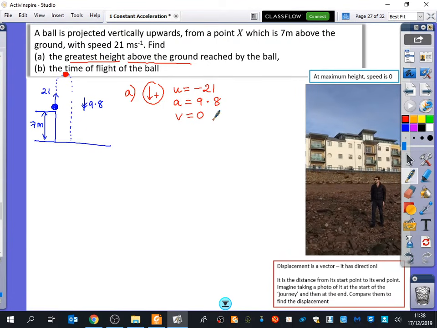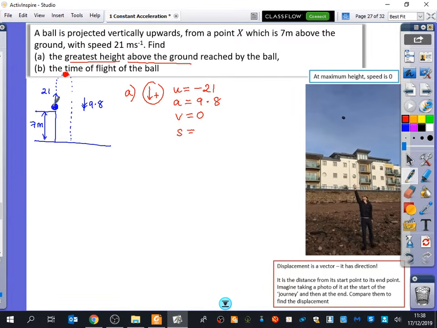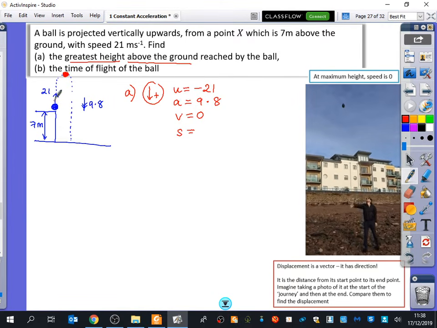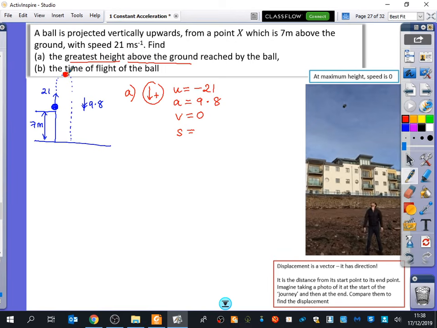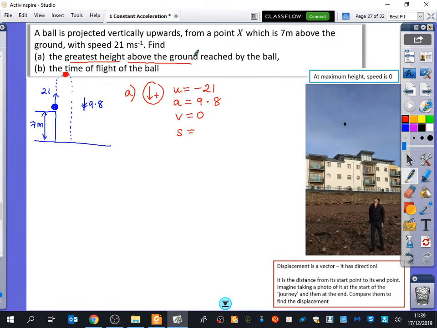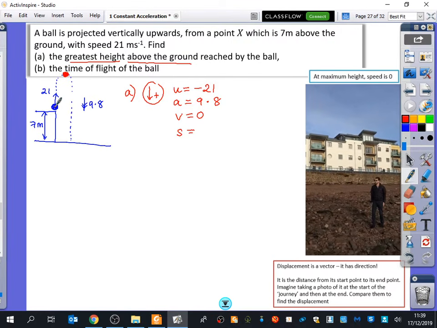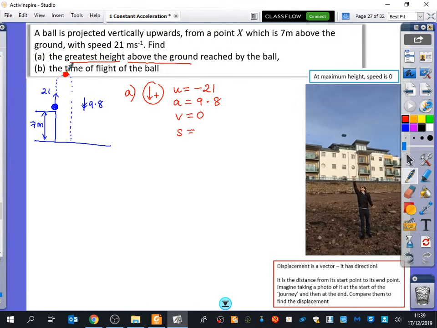They want me to find S. Now, S is going to tell me between this snapshot on my camera and this snapshot on my camera. But the question wants it above the ground. So what do you think I'm going to need to do afterwards? I'm going to need to add 7 to it because it's only going to tell me the distance from the beginning of my snapshot to the end of my snapshot, okay?